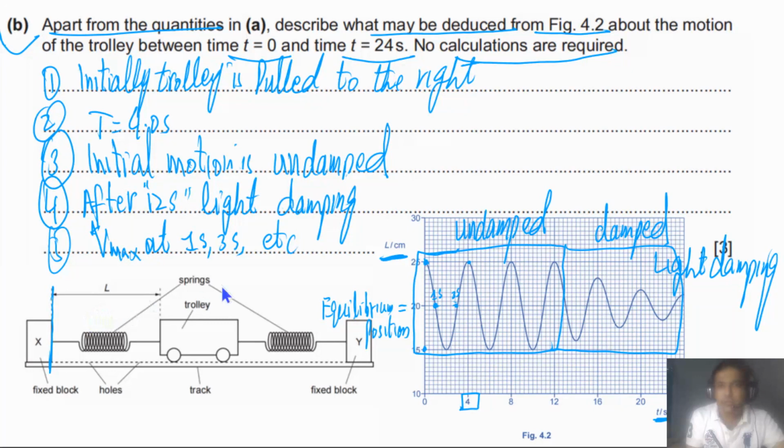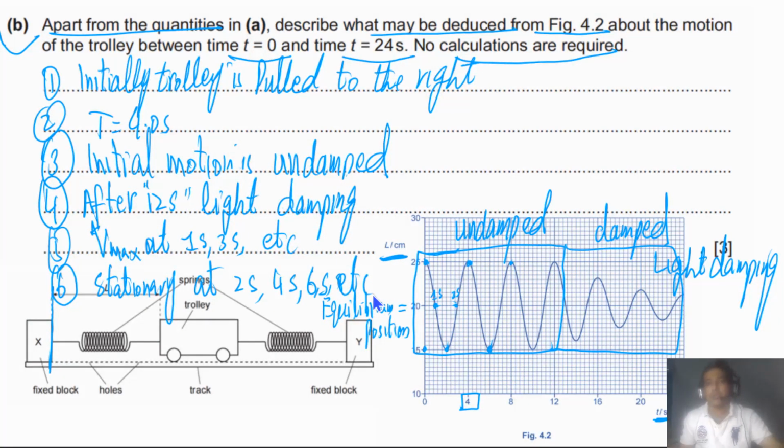And also in this case it is stationary. If we look at this point, for example 2 seconds, it is at rest at this point. At 4 seconds it is also at rest, and at 6 seconds, and so on. So you can deduce these points from the given graph, and it's a very important skill to understand how to read the graph. So this is how you can read the graph.